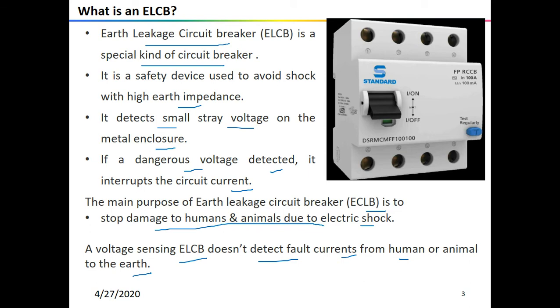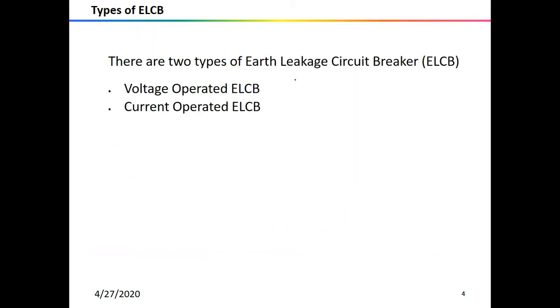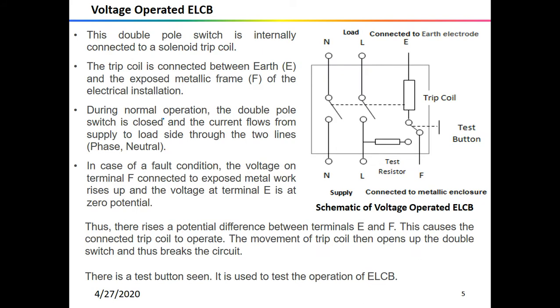So let us look at the types of ELCB. There are two types of ELCB. One is the voltage operated and the other is the current operated ELCB. Let us take a look at how it works. Although the use of voltage operated ELCB has been taken over by the current operated RCCB nowadays, it is interesting to study the working principle of this ELCB.